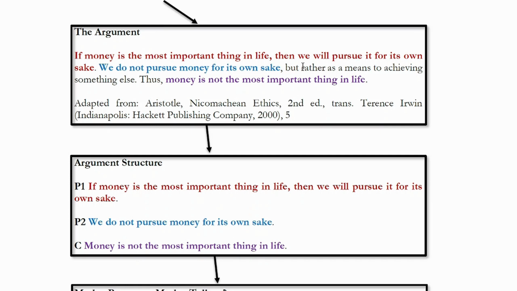The reason we don't pursue money for its own sake, Aristotle says, is because money is always a means for getting something else, for getting a car or a TV or a house or going to the movies. You don't want money just to have money, you want it for something else. So this part of the sentence is really just giving you a reason to believe the premise, but it's not actually the premise itself. So this part of the sentence, we do not pursue money for its own sake, which is actually the premise, we'll put here at P2.